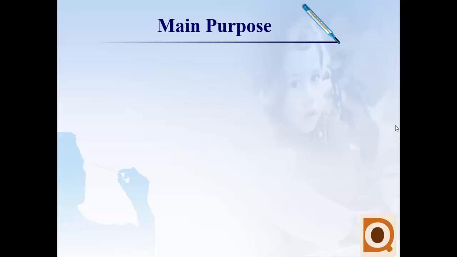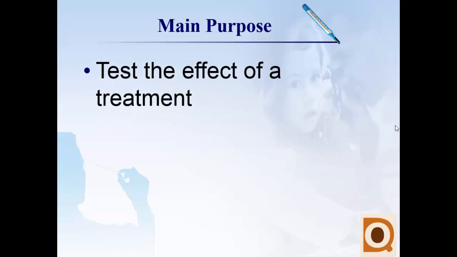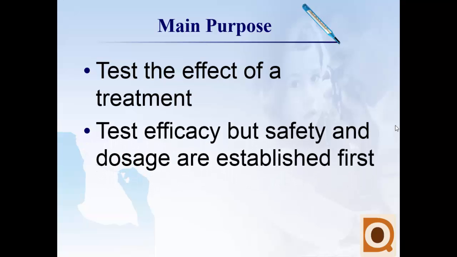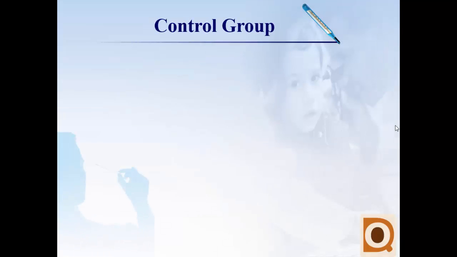So interventional studies test the effect of a treatment or program of care, and the main purpose is usually to test for efficacy, but in early drug trials, the safety and dosage have to be established first before the study is done. And preliminary drug trials investigating safety and tolerance are often uncontrolled. And this is very reasonable because there's no need for you to control the experiment when you are basically testing for safety and tolerance. So what is a control group?